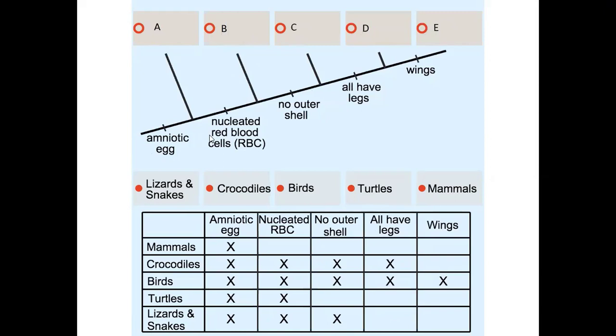D must be crocodiles because, again, crocodiles have an amniotic egg, they have nucleated red blood cells, they have no outer shell, and they all have legs, so they would have to be right here. But they don't have wings, so they're going to be right here, before wings show up as derived characters.